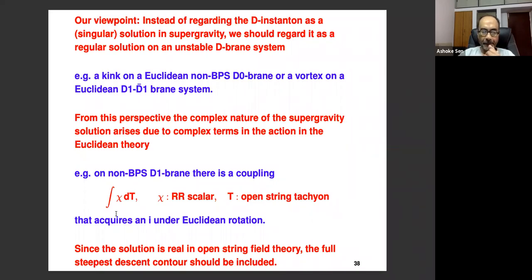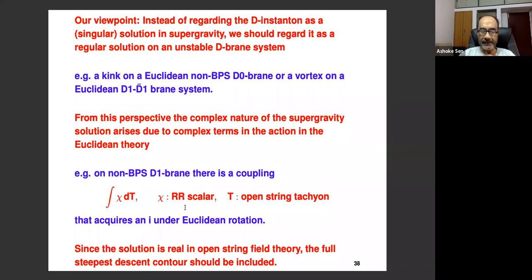Because of the epsilon symbol. Okay. So, for example, if you think of a non-BPS, sorry, this should have been a D0 brane. If you take a non-BPS D0 brane, and if T is a tachyon that condenses to the vacuum which describes the usual perturbative vacuum, then you know that there's a coupling of the form chi dT on the world volume.